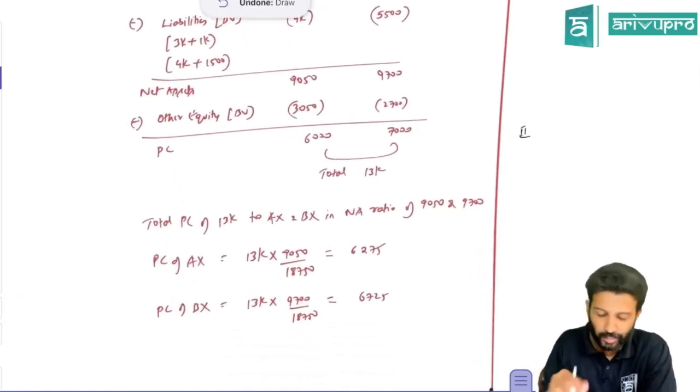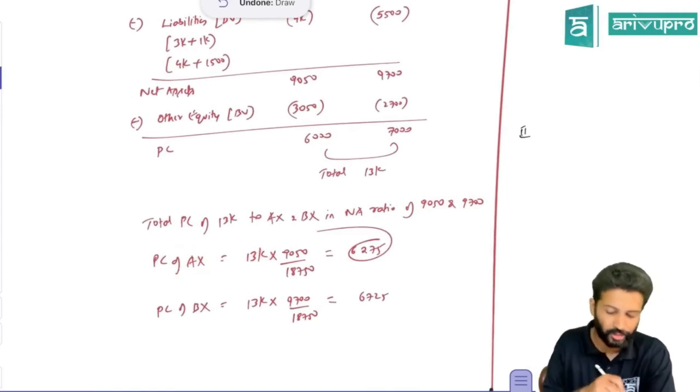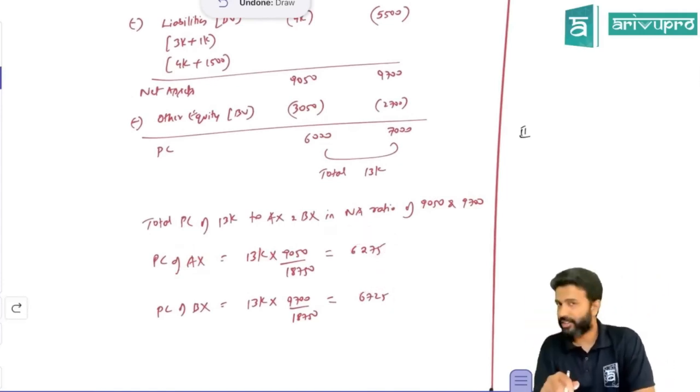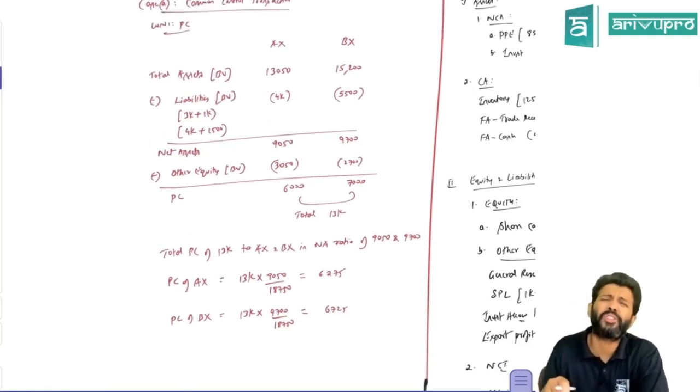So how much PC will AX get? The PC of AX will be 13,000 into this ratio, which gives 6,275. What about the PC of BX? They will get 6,725. So it is a common control transaction and we found out PC. Now they're asking you for the balance sheet.